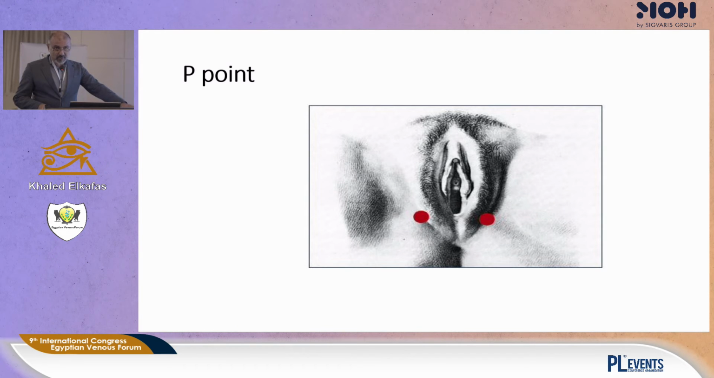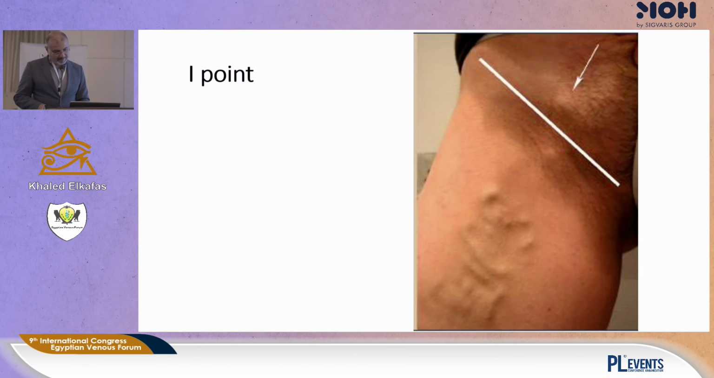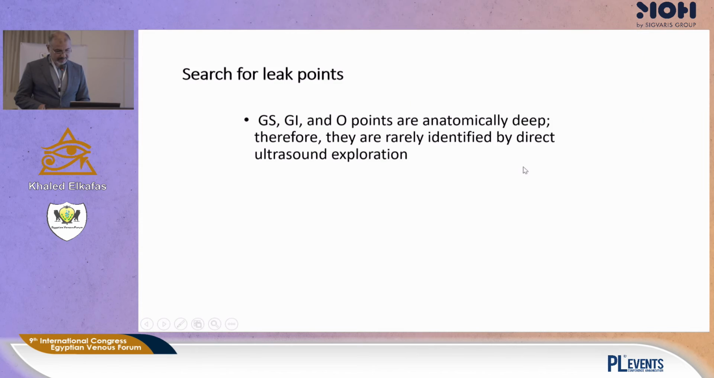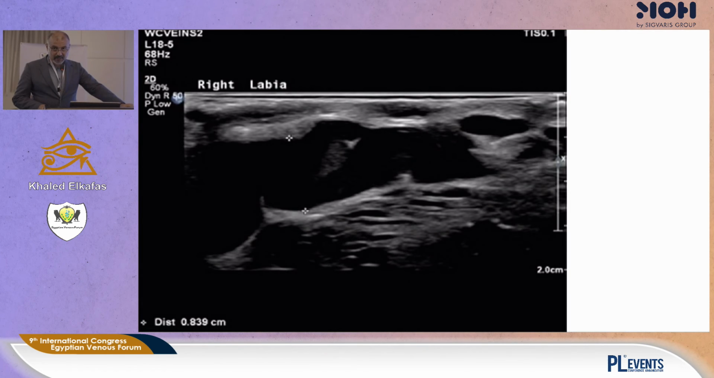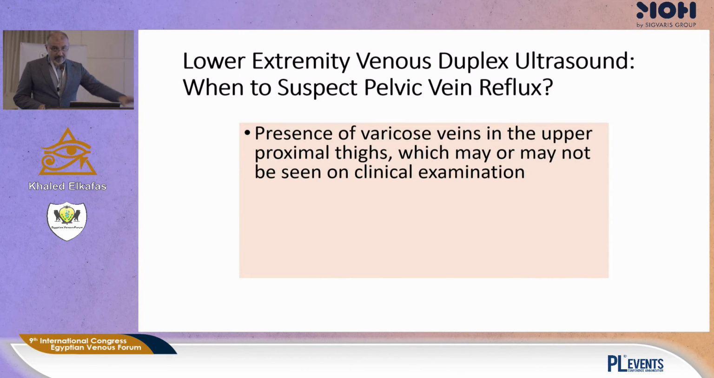Here is the perineal point, the most common type of leakage in pelvic congestion syndrome. Here is the inguinal point, associated with anterolateral thigh varicosities, the most common cause of this type of varicosities. But the superior gluteal, inferior gluteal and obturator points cannot be detected by ultrasound because they are deep seated points. Here's the appearance of vulvar varicosities, and in this ultrasound image of these varicosities, we can see dilated veins.